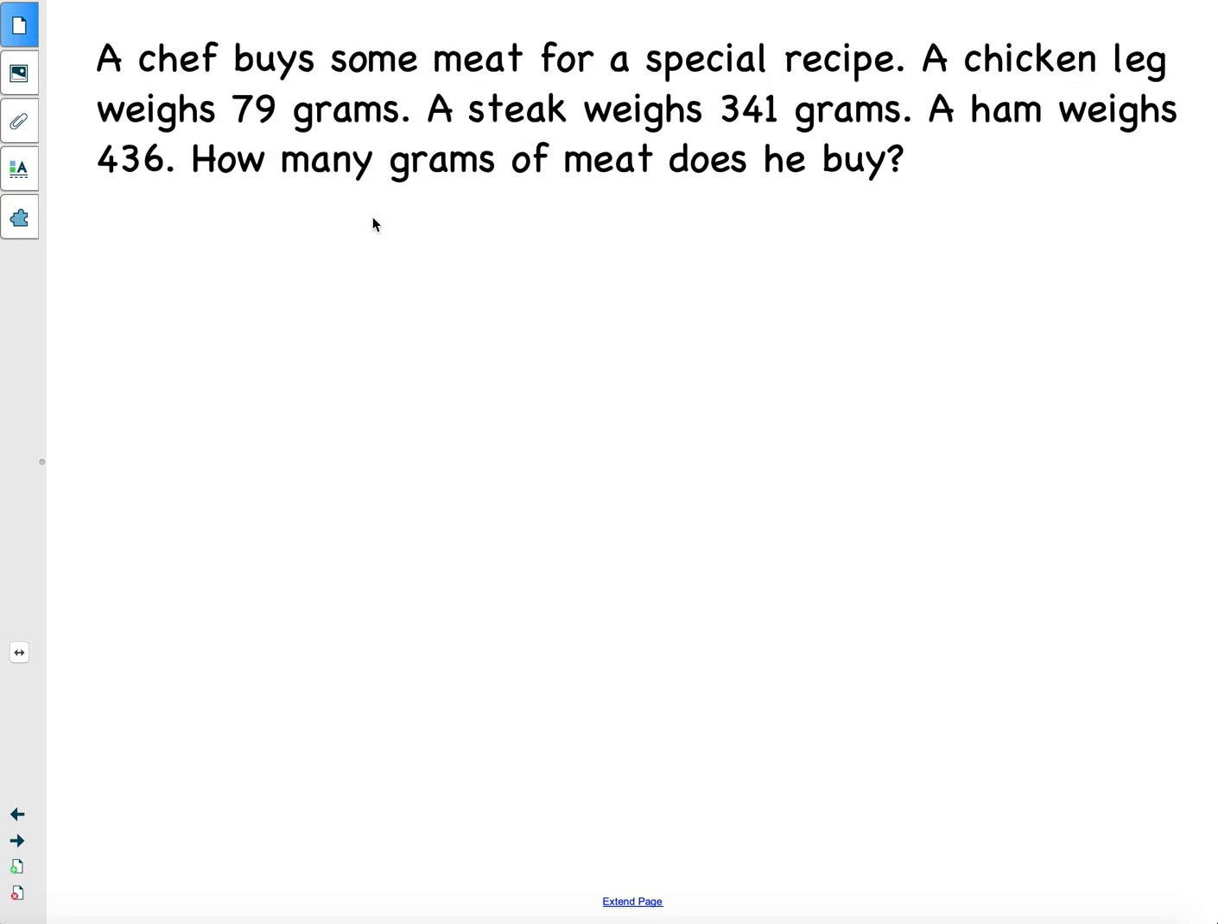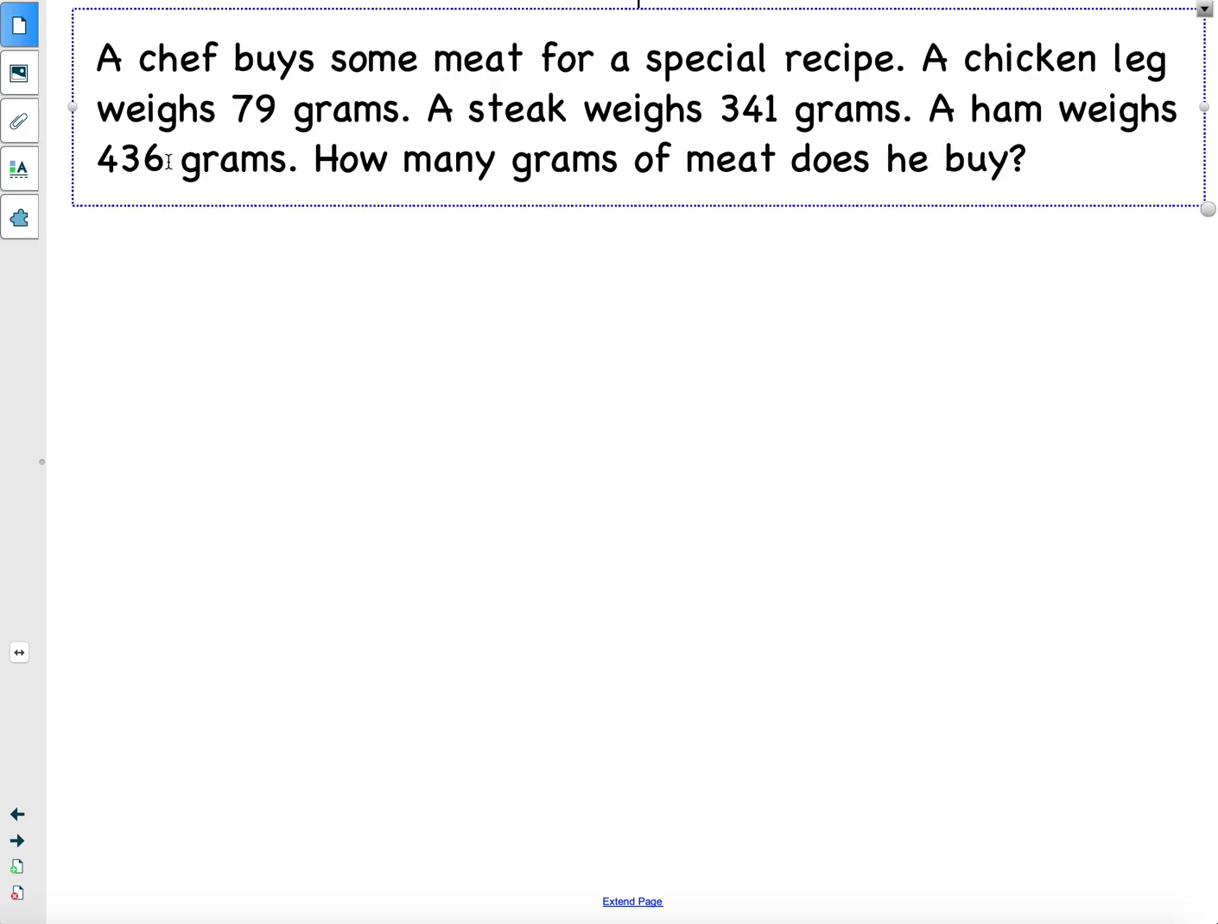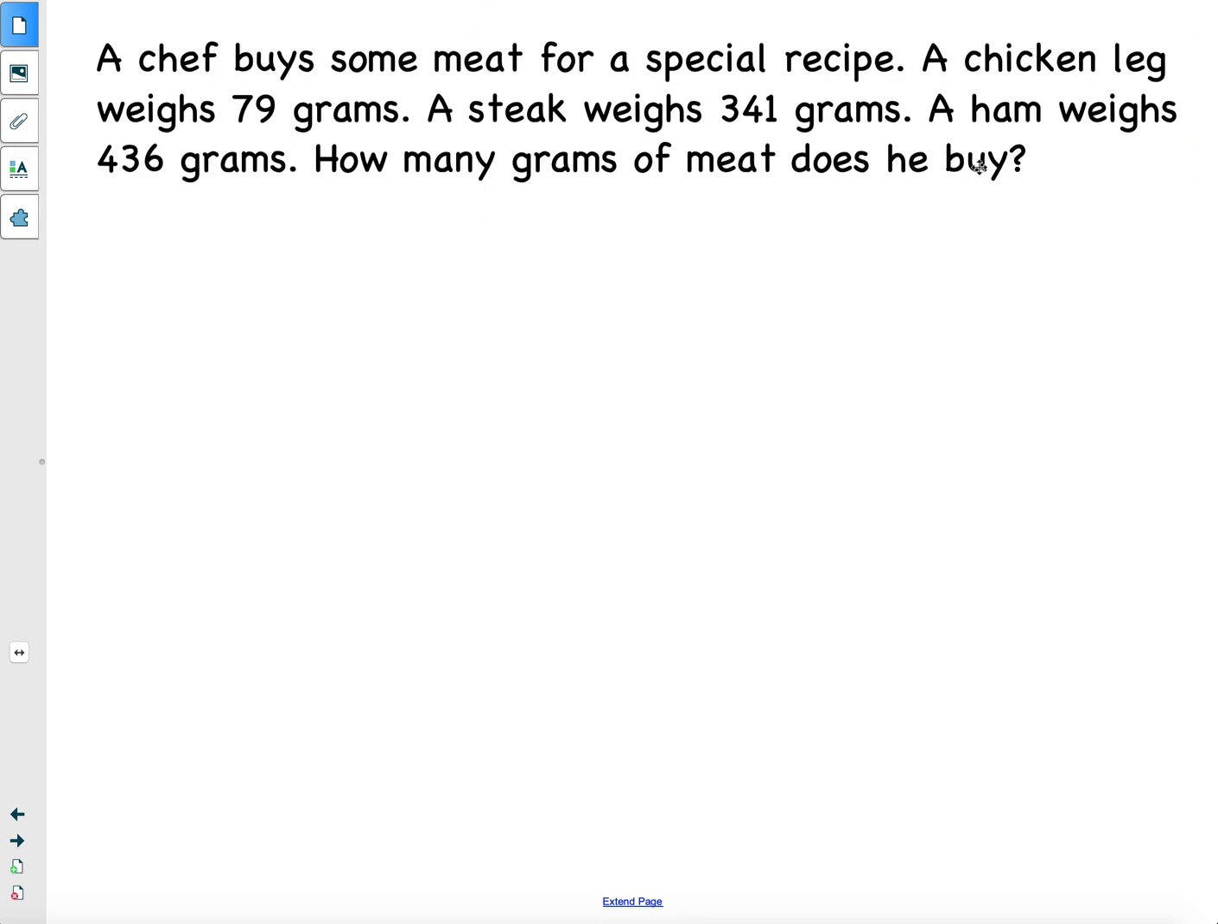If you don't have a paper and pencil or something to write on with me, please go ahead and grab that now. You can pause while you gather your materials. All right, let's get started. A chef buys some meat for a special recipe. A chicken leg weighs 79 grams. A steak weighs 341 grams. A ham weighs 436 grams. How many grams of meat does he buy?